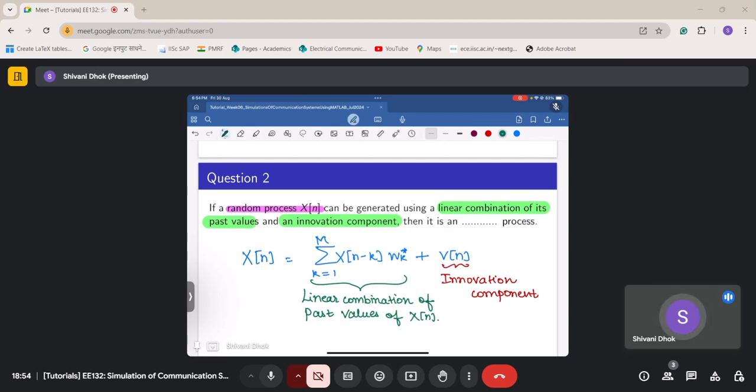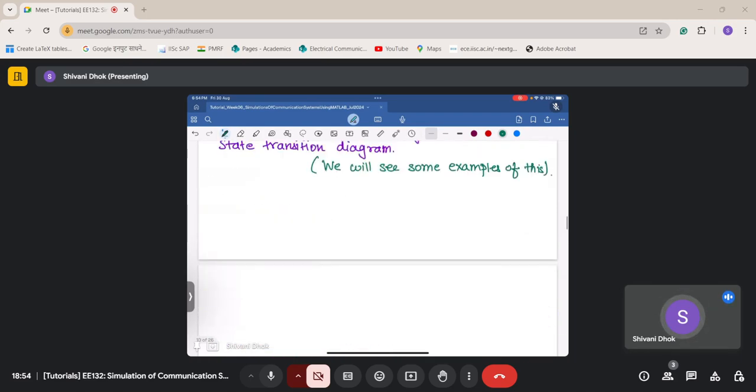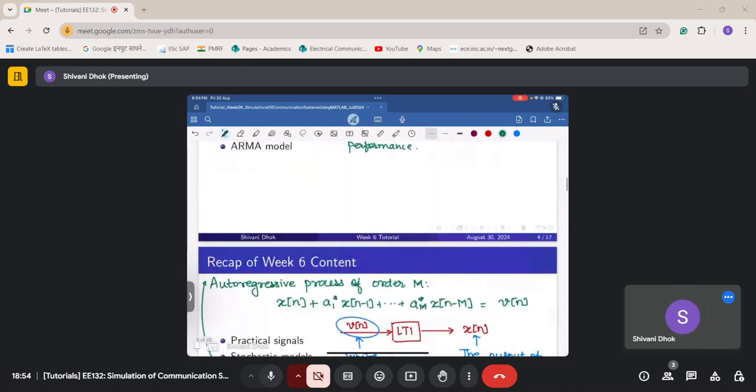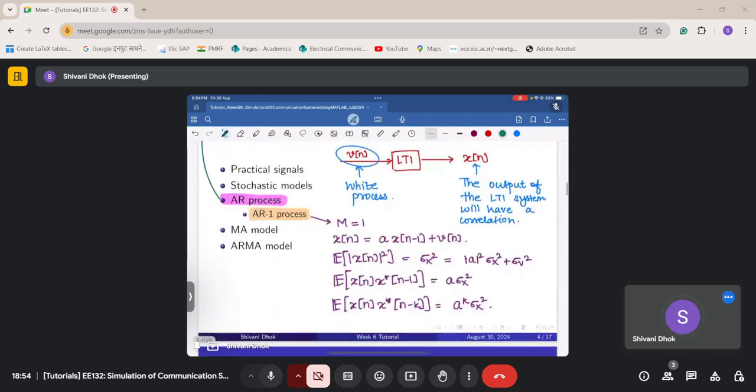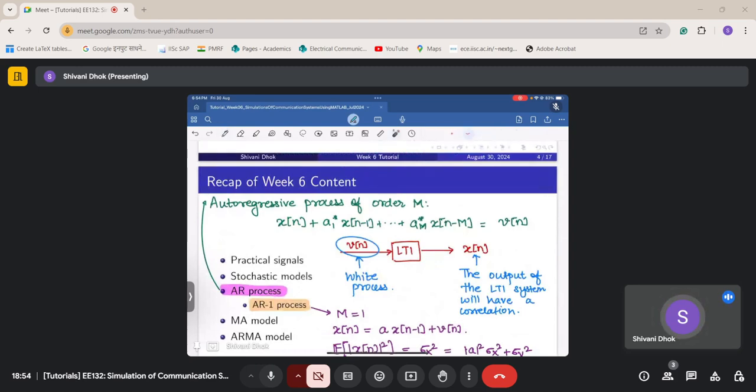So if we observe carefully, when we were discussing the processes, we had looked at this particular thing. We had seen that an autoregressive process can be written as, so this x[n], if I shift this entire thing to the right hand side, it will be equal to a linear combination of the past values of the process plus an innovation component. So this v[n] is also known as the innovation component.